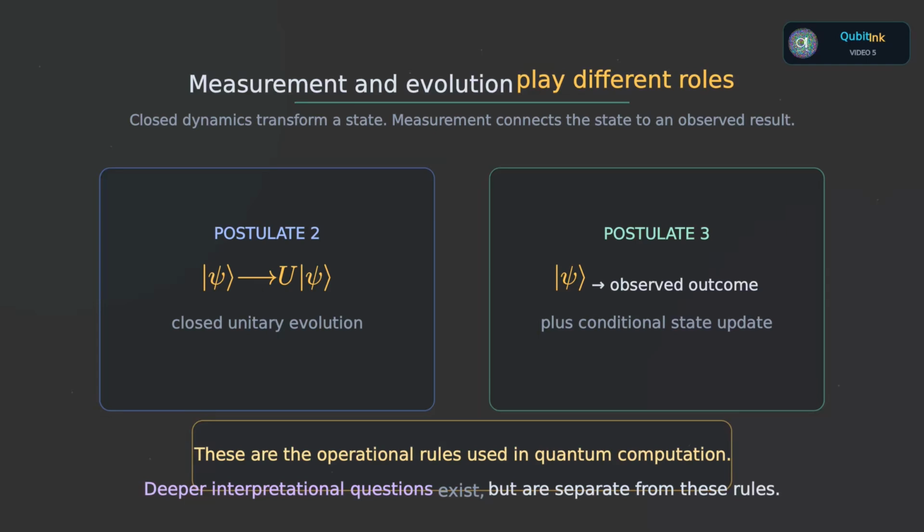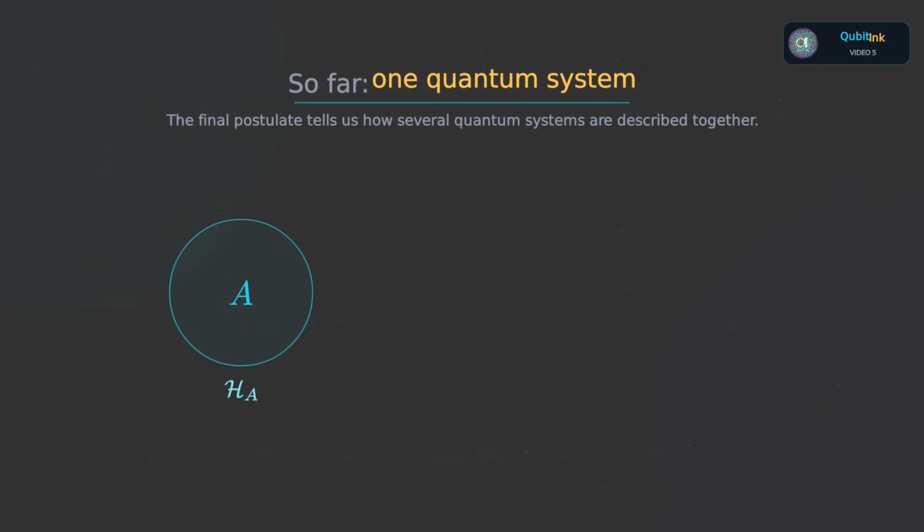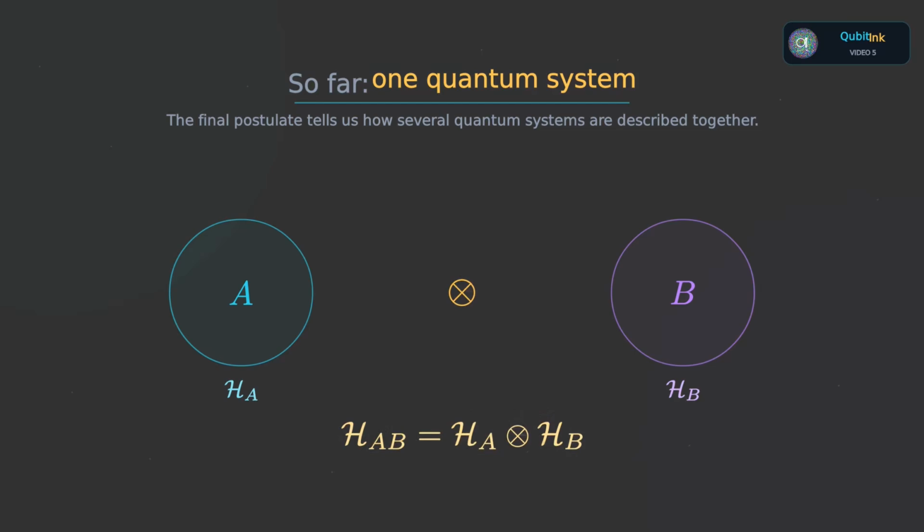So far, however, we have still been talking about the state of one quantum system. What happens when our experiment contains 2 qubits, or 2 quantum systems more generally? How do their individual state spaces combine into one description of the whole system? That question leads us to the final postulate. Postulate 4, Composite Quantum Systems.